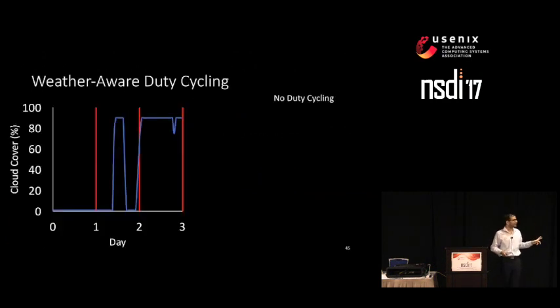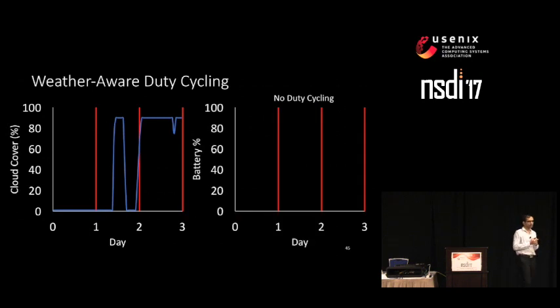So I'll quickly tell you about one more result about our paper, which is the weather-aware duty cycling component that I talked to you about. So this is a 3-day experiment. On the x-axis is the day, and on the y-axis is the cloud cover. As you can see, the first day is quite sunny, the second day is partially cloudy, and the third day is completely cloudy. So if you don't do any duty cycling at all, what would happen to your battery?